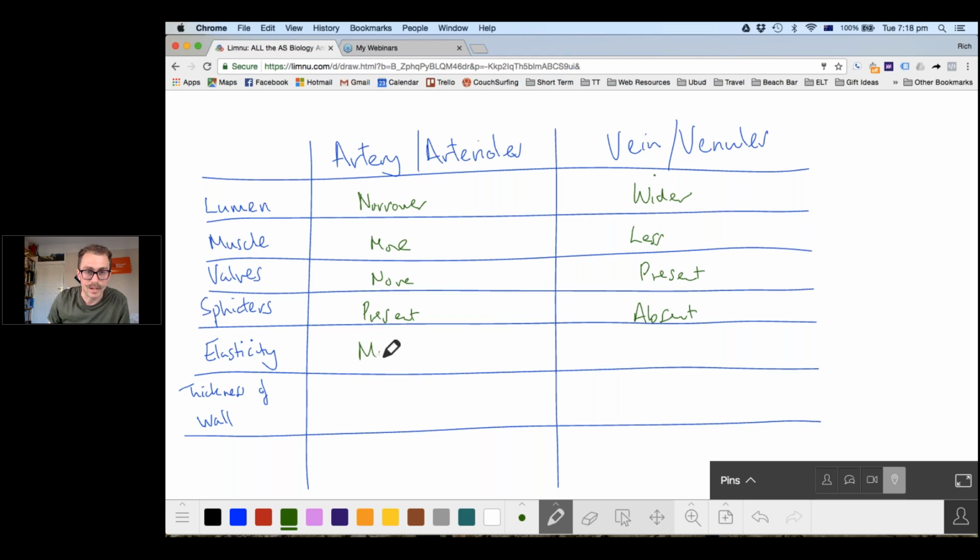Elasticity, again, we can say more elastic, more recoil, more elastic fibers, less elastic or not very elastic. Thickness of walls, thick, thin. I think that's it.